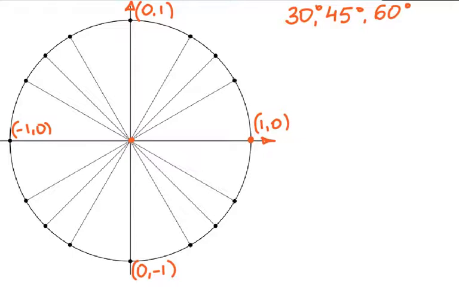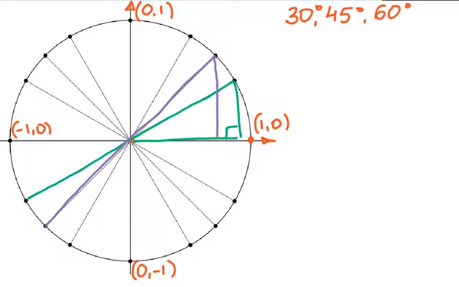And then they looked at these specific angles. So this one is going to be 30 degrees. And then this one is going to be 45 degrees. So there is a triangle related to 45 degrees. And I'm going to call this one 60 degrees, and this is another right triangle.